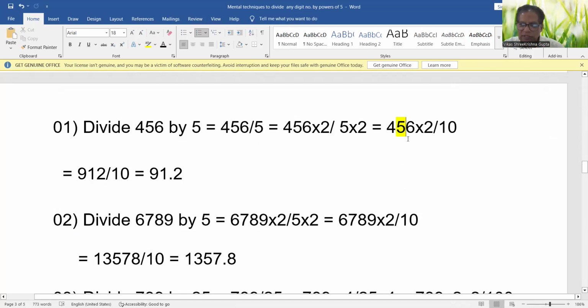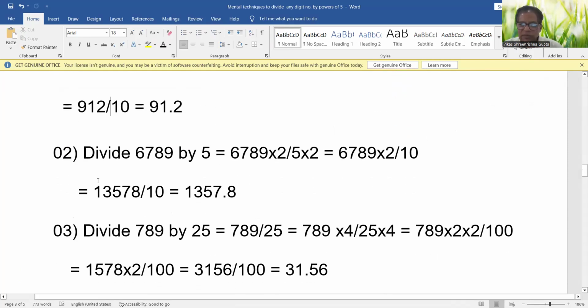Now 2 into 5 is 10. So before writing 0, I will see the next number, 6, which belongs to the carry group, group B. So I will add 0 plus 1, it becomes 1. So it will be 9, 1, and then 6. 2 into 6 is 12, I write 2. So the answer is 912. And when I divide by 10, I simply shift the decimal one point to the left side. So 912 divided by 10 is 91.2. 91.2 is very easy, very fast, because division by powers of 10, 10, 100, 1000 is very easy.